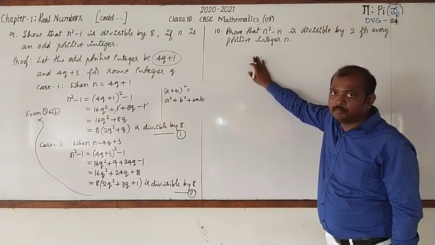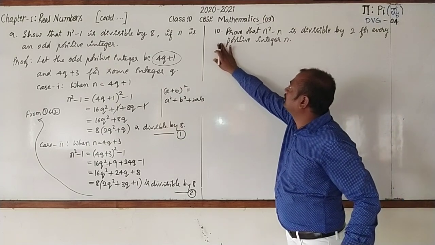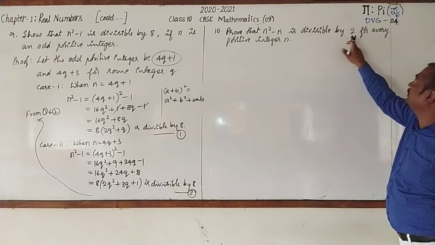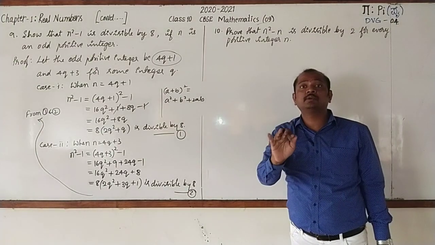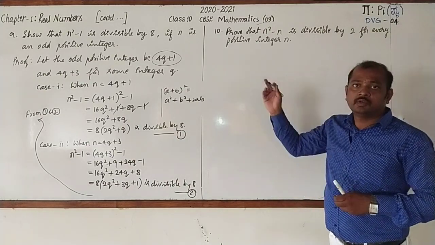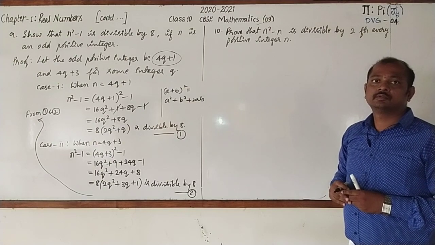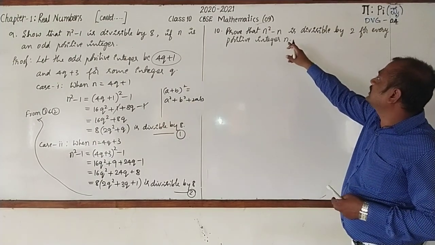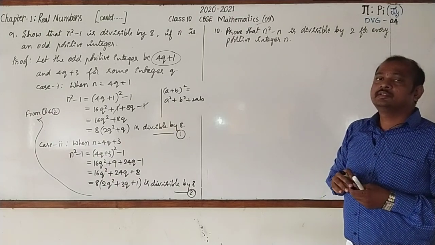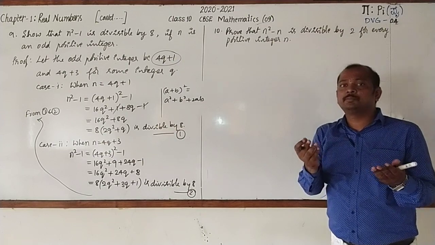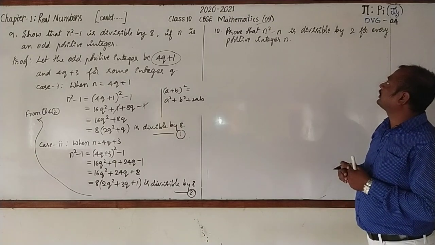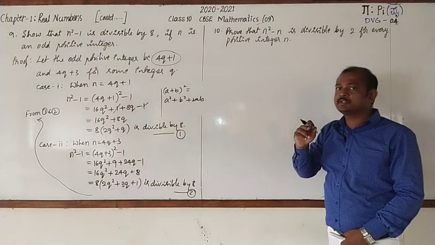The 10th one. This is also very important from the examination point of view. Prove that n square minus n is divisible by 2 for every positive integer n. Now let's go for proving that. Look here. N square minus n is divisible by 2 for every positive integer n. The positive integer may be even or it may be odd also. Then how do we prove it is divisible by 2?